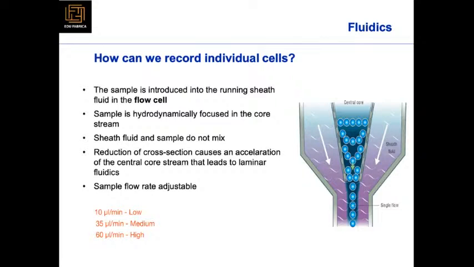So how do we record them? First the sample is introduced into the running sheath fluid in the flow cell. The sample is hydrodynamically focused in the core stream. So you have the sample in the center, and on the side we have sheath fluid. We accelerate them, leading to laminar flow. Sample flow rate is adjustable, and the sheath fluid and central core cells are not mixed together; they always remain separated. By putting them in this narrow structure, we increase the speed of our cells into a single-cell stream. The flow rate could be from 10 microliters per minute to 60 microliters per minute, from low to high.